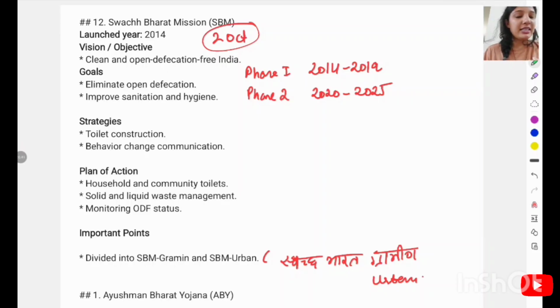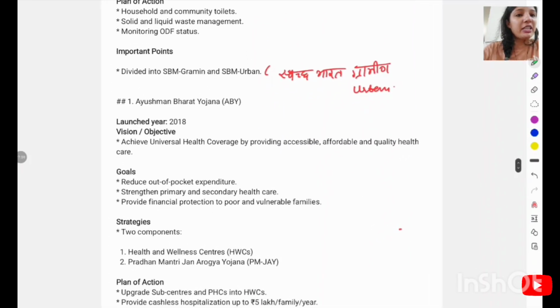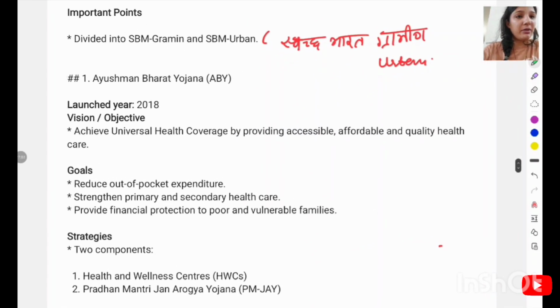So what is the strategy for preventing open defecation? Toilet construction, and behavioral change communication is given. Plan of action is household and community toilets developed, solid and liquid waste management, and monitoring the ODF status. ODF status means open defecation free. Then the important point is that it is divided into Swachh Bharat Mission Gramin and Swachh Bharat Mission Urban. Okay.